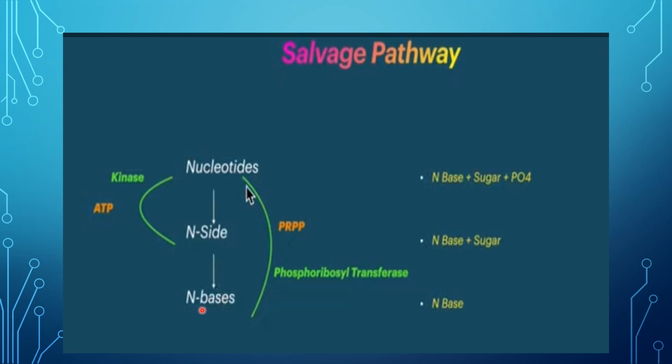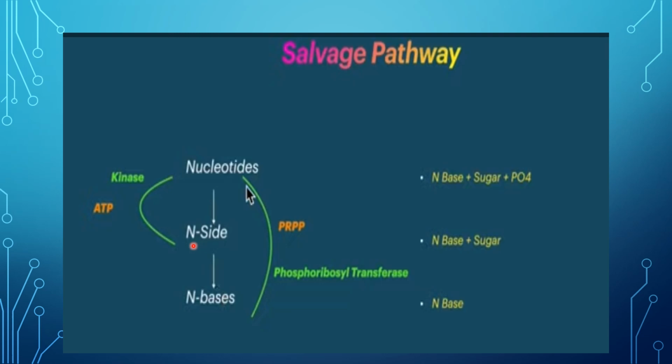For example, if the body uses a nitrogenous base to replenish or resynthesize nucleotides, it uses PRPP. This PRPP is phosphoribosyl pyrophosphate. Phosphoribosyl pyrophosphate donates ribose 5-phosphate to a nitrogenous base and again the nucleotide is formed from it. The enzyme involved in this is phosphoribosyl transferase.